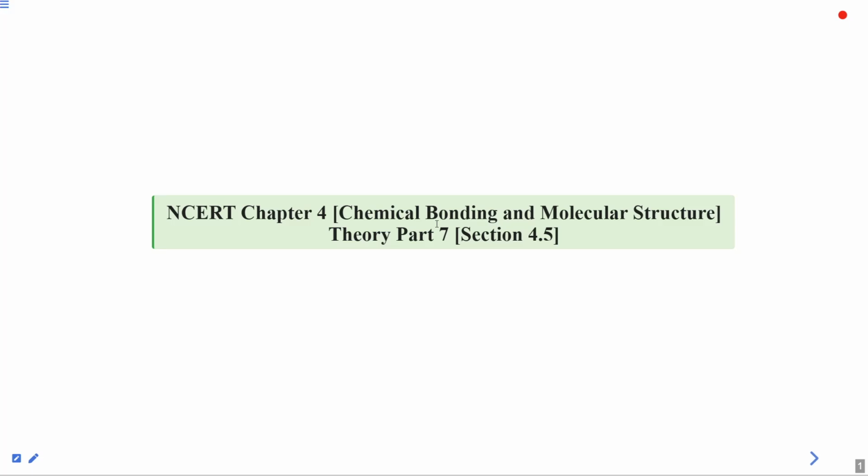So today we will see the theory part 7 of the chapter chemical bonding and molecular structure. We have already started the topic valence bond theory. In this we will continue that section, which is section 4.5 of the NCERT.